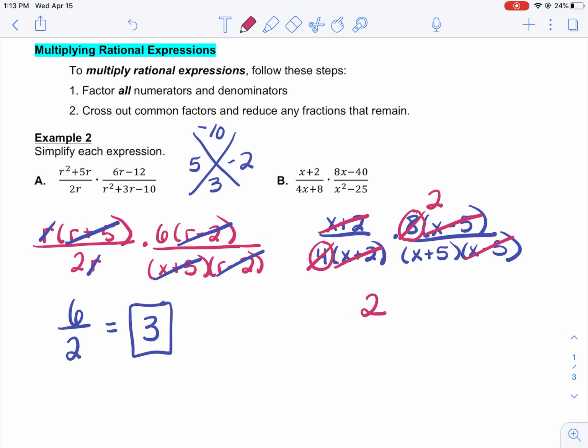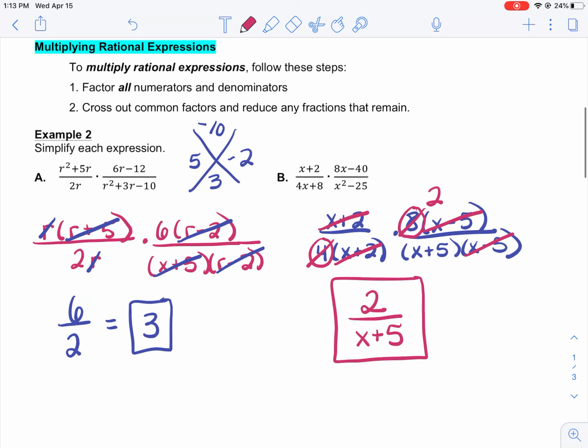And so I'm left with a 2 on top, and then on the bottom I'm left with x plus 5. And so my answer is 2 over x plus 5. Okay, so that's how we multiply.